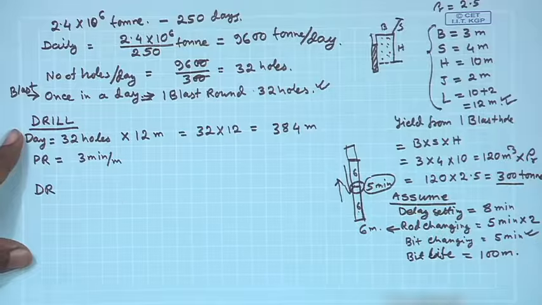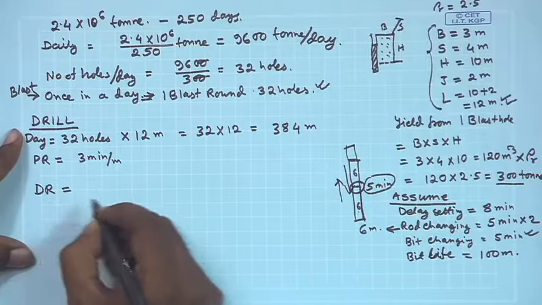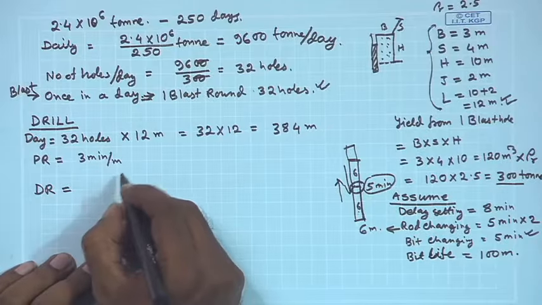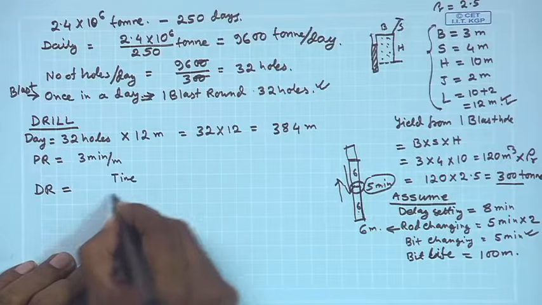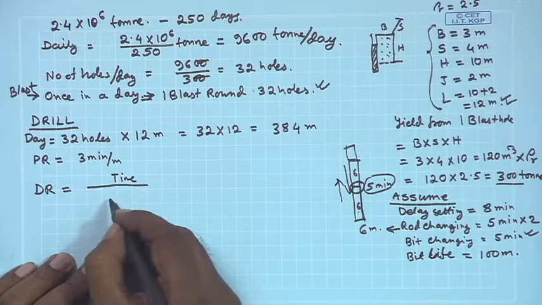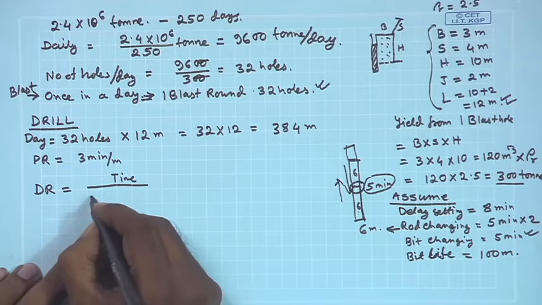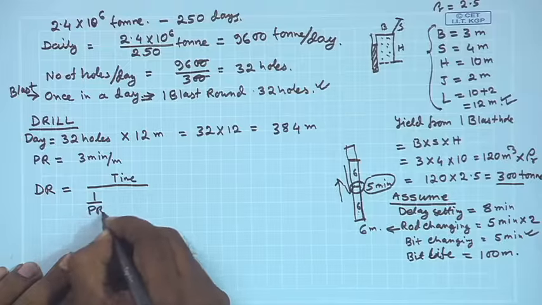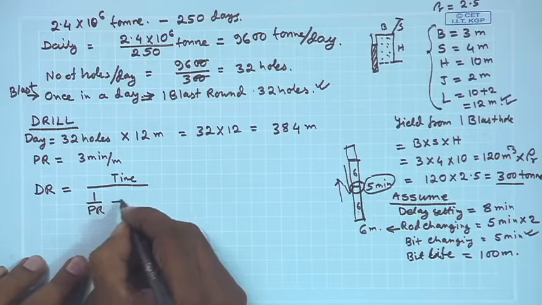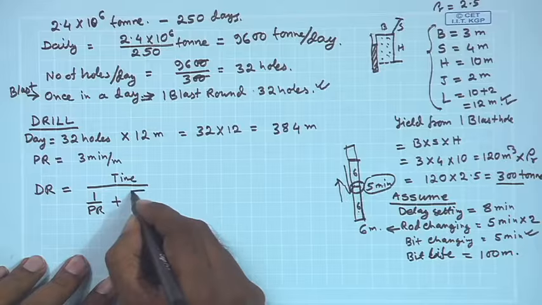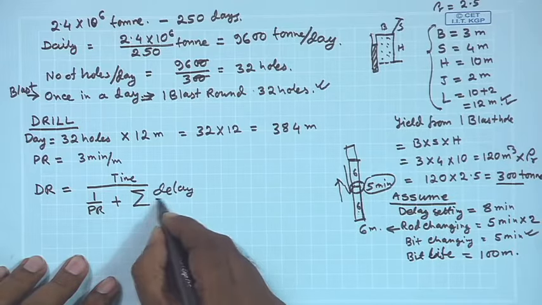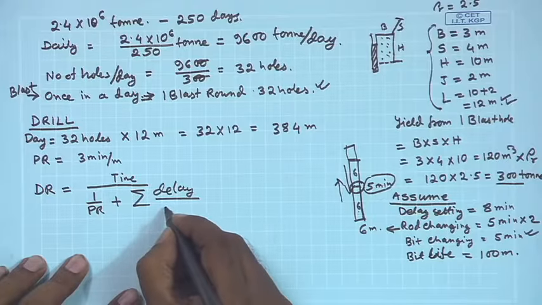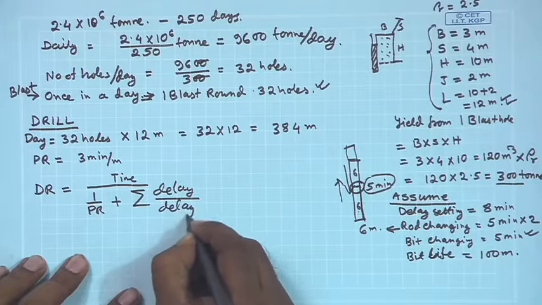So, like last class we know the formula for this. This is the drilling rate formula. Drill rate is equal to time by penetration rate, then plus summation of delay by delay interval.